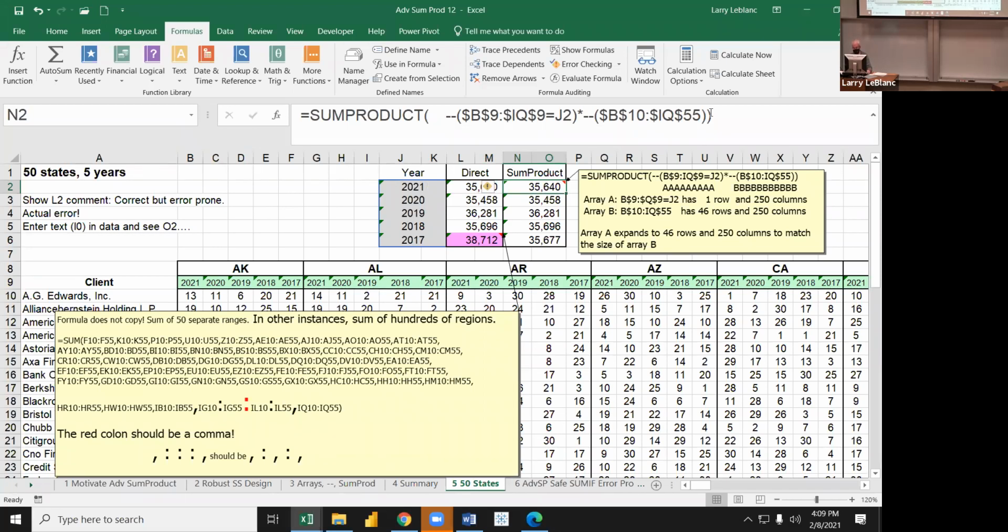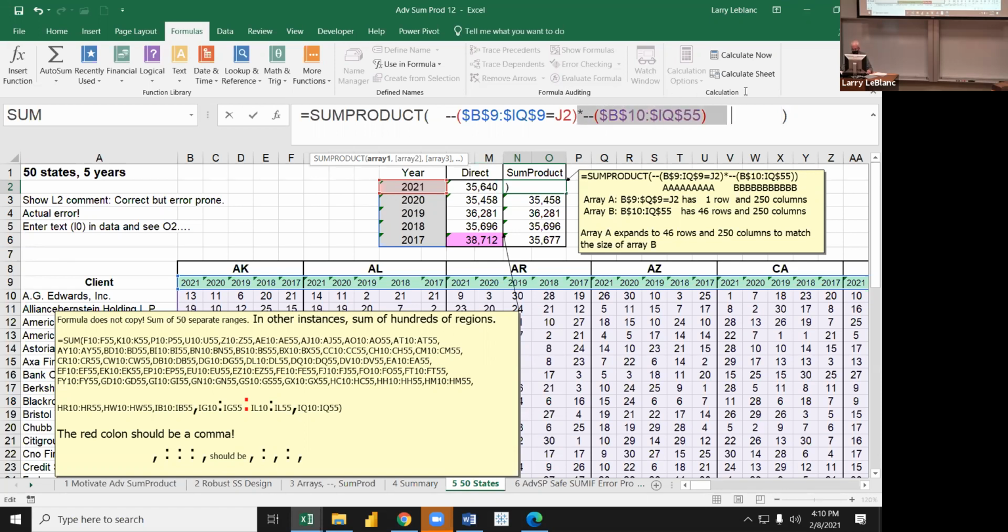The SUMPRODUCT, open parentheses, minus, minus. Close parentheses. We have the rectangle of numbers, B10 through IQ55. That's the rectangle. Column B, row 10, through column IQ, row 55. And in practice, we had the 8,000 right there. The entire rectangular range is multiplied by, now look at the green shaded cells, row 9. B9 through IQ9 equals J2. J2 is 2021.